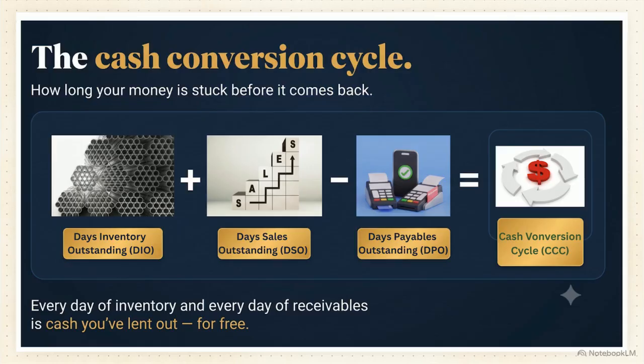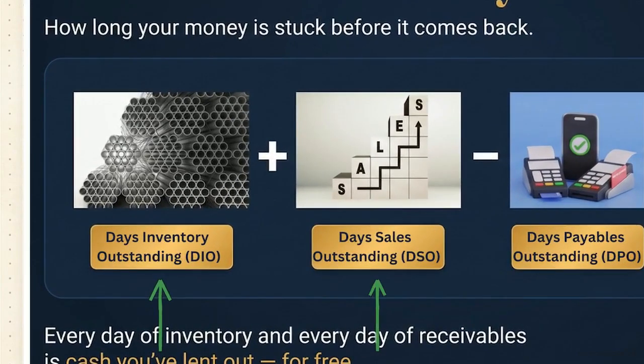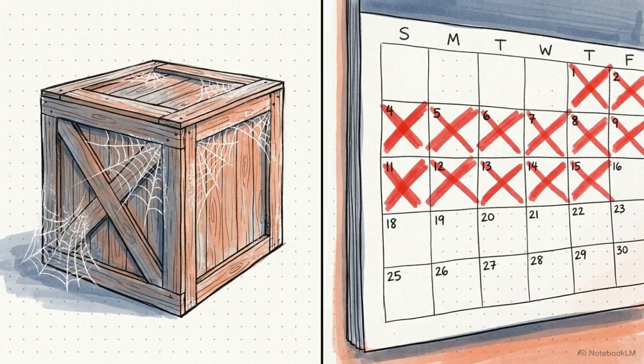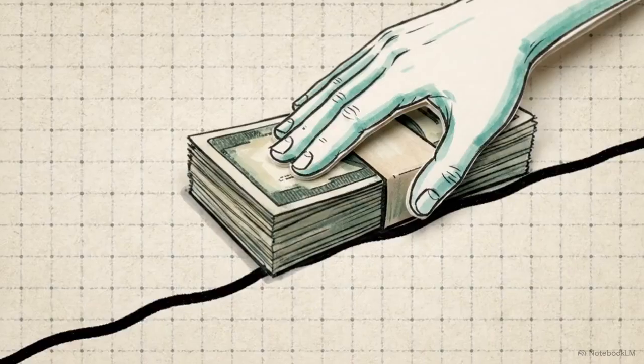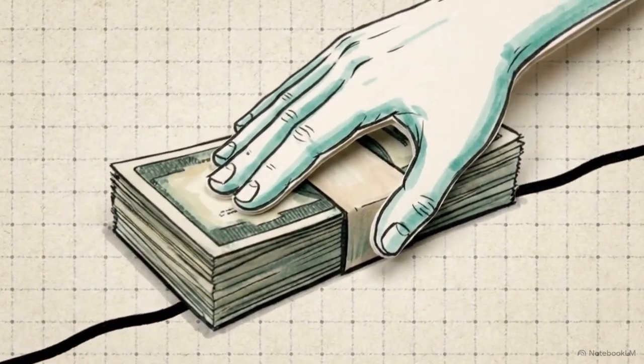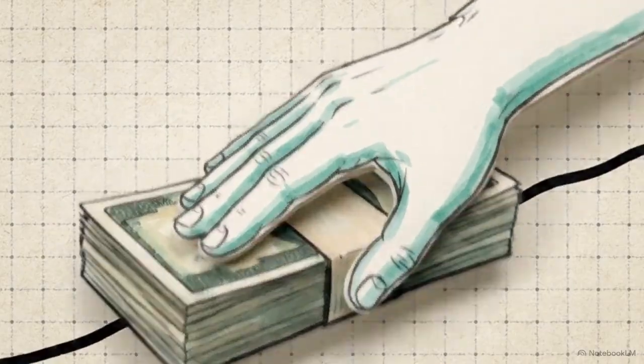This diagram lays out the math behind that delay. It's called the cash conversion cycle. You add your days of outstanding inventory to your days of outstanding sales, then subtract the time you take to pay your own bills. Every single day a product sits in a warehouse, and every day an invoice remains uncollected, you are essentially lending your own cash to your clients for free, and that generosity will bleed you dry.